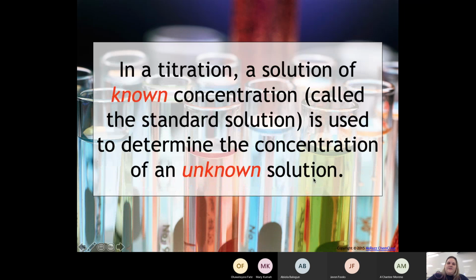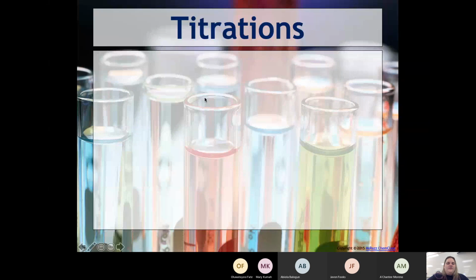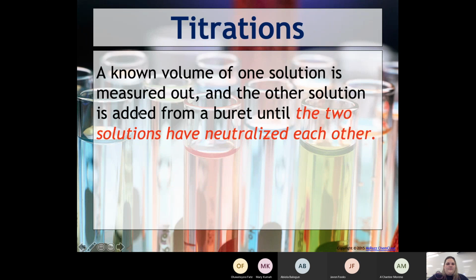So how does this relate to solutions? Well, as I mentioned, we have a lab technique called a titration. A titration is where we take a solution of known concentration. It's called a standard solution. That's the term for it that you need to know. Standard solution means that it was precisely made in the lab using proper lab techniques, and so we know for sure what the concentration of it is. And we use that known solution to determine the concentration of the unknown solution.